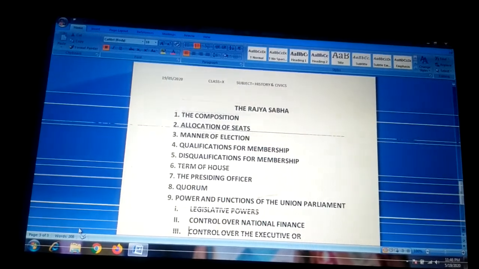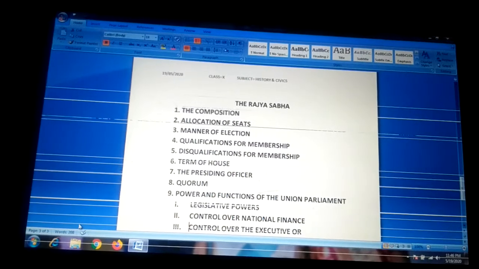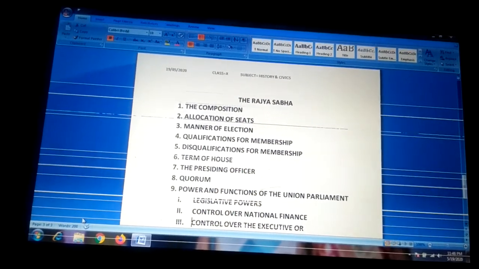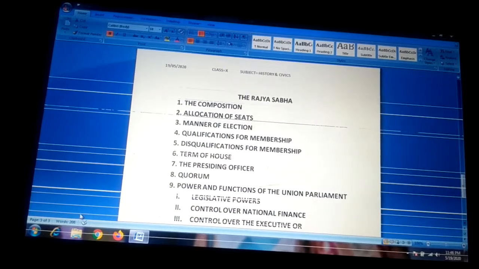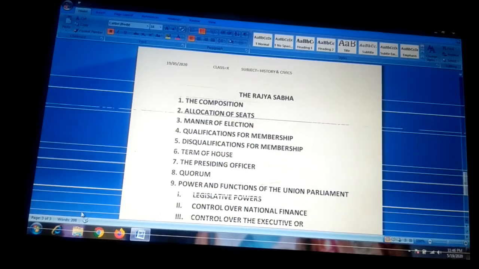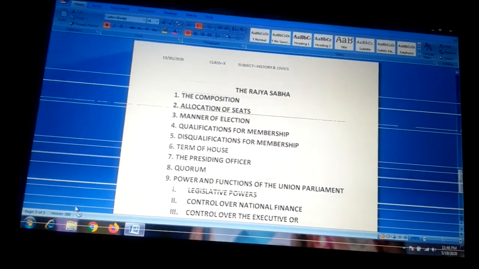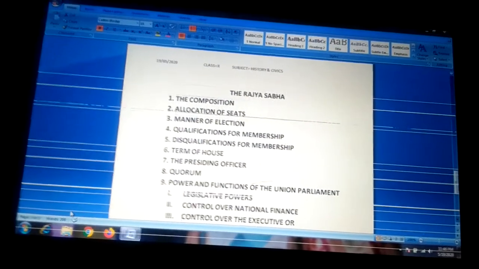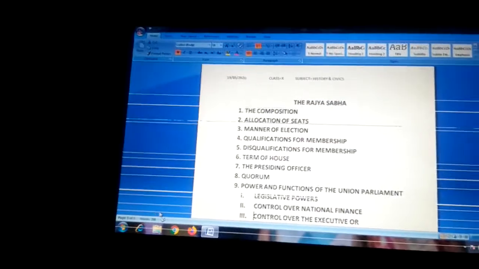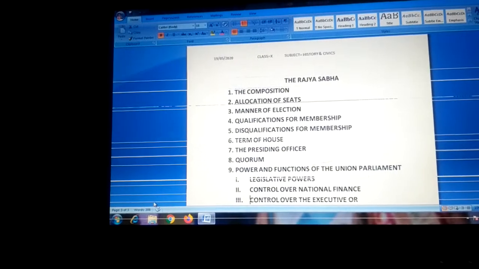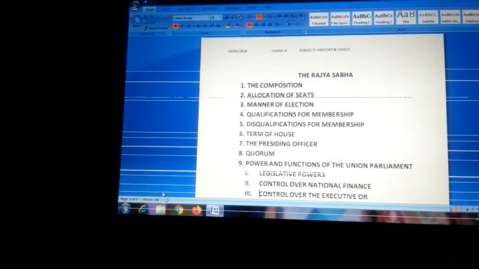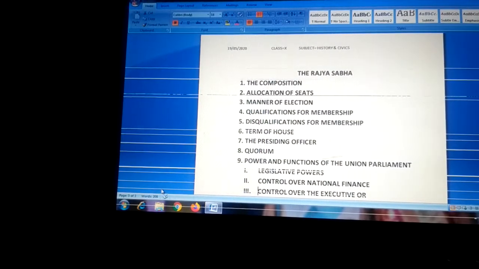Then residuary power. Parliament possesses residuary power. It means that it can make laws with respect to all those matters which are not mentioned in any of the three lists. What are these three lists? Union list, state list, and the concurrent list. Clear? Then next one is control over national finance.